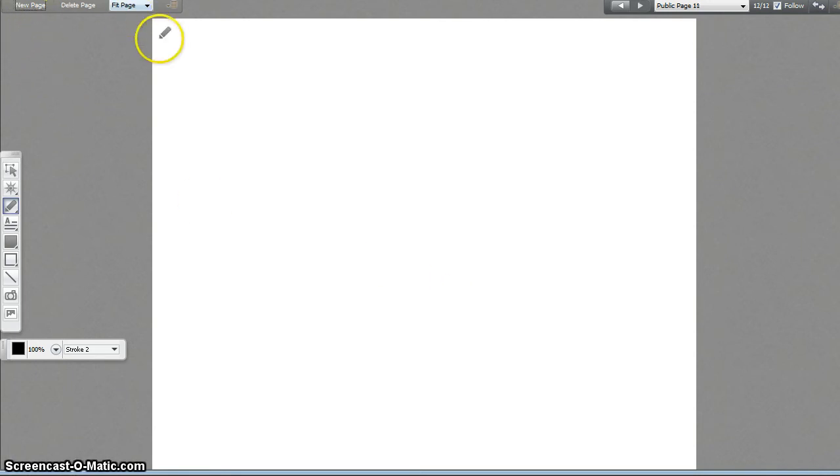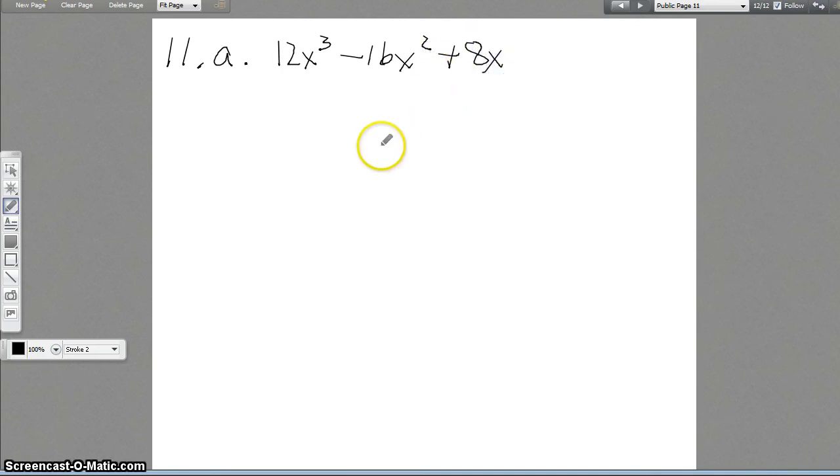Okay, one last example problem type to work, which is number 11. Number 11 says factor each of the following polynomials by factoring out the greatest common factor of its terms. Again, you guys are welcome to use the grid method, but you do not have to. For part A, we have 12x cubed minus 16x squared plus 8x. So the first thing we're going to look at is our coefficients. We have 12, we have 16, and we have 8.